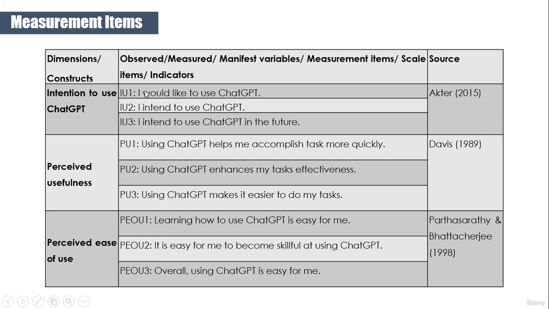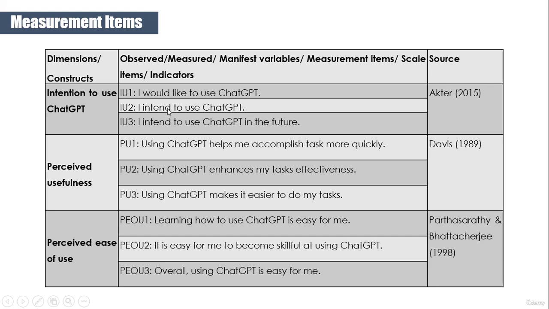Now how can we measure those constructs? Intention to use ChatGPT. So this is called dimensions or construct, latent variables and so on. But we cannot measure the intention to use ChatGPT directly. Thereby we have to use some items, questionnaires, observed variables, measured variables, manifest variables, measurement items, scale items, indicators, and so on. These are all synonyms that are frequently used for items.